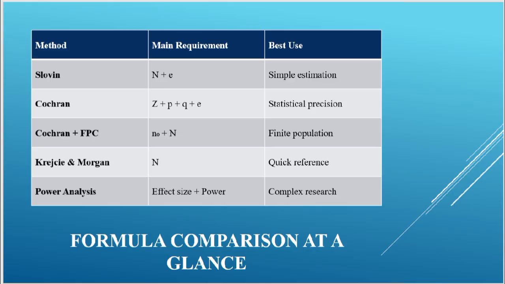Formula comparison at a glance. Let's summarize the methods in one table. Method, main requirement, and best use. Slovin's: main requirement N plus e, best use simple estimation. Cochran: Z plus p plus q plus e, best use for statistical precision. Cochran plus FPC: n0 plus capital N, best use for finite population. Krejcie and Morgan table: main requirement is capital N, best use for quick reference. Power analysis: effect size plus power, best use for complex research.